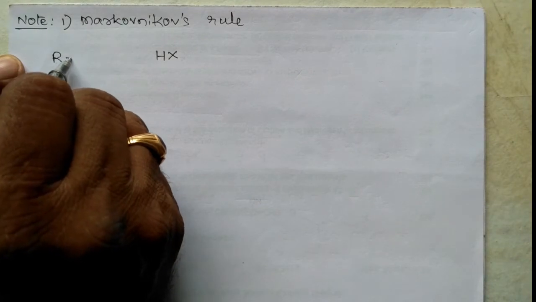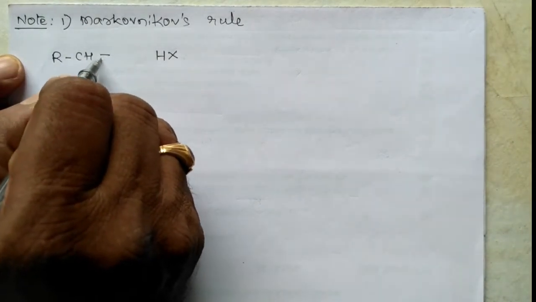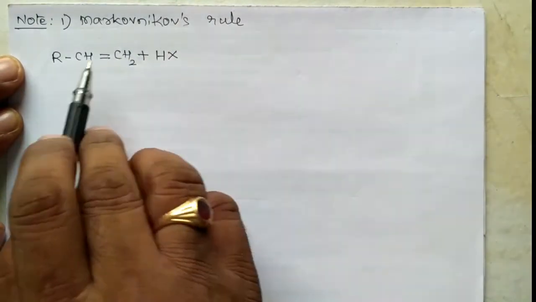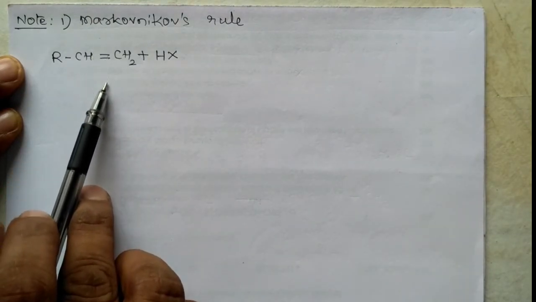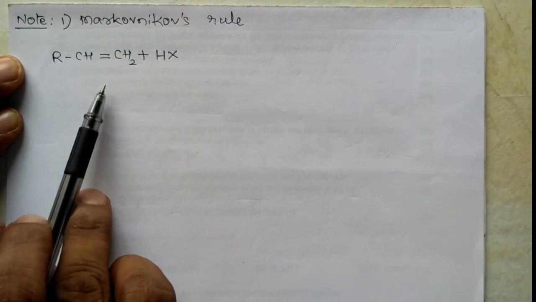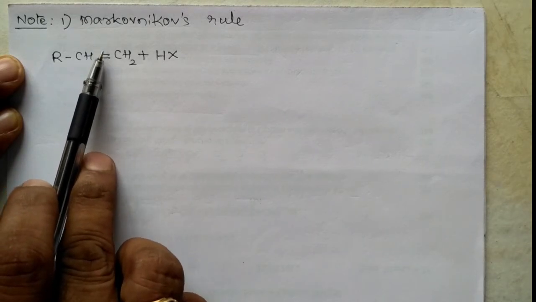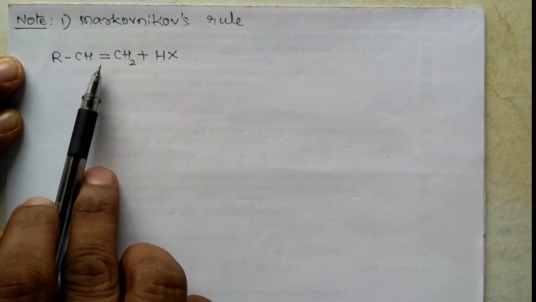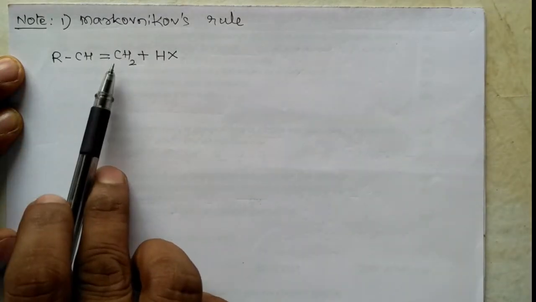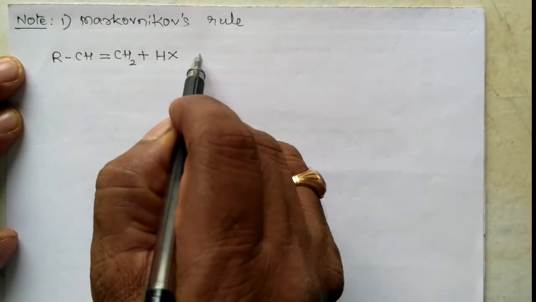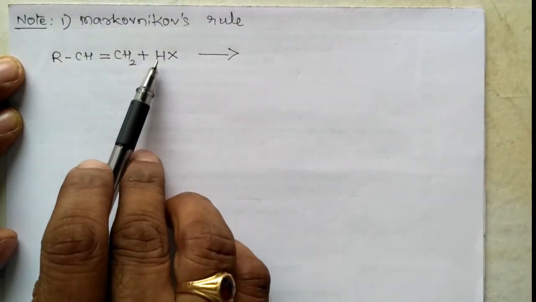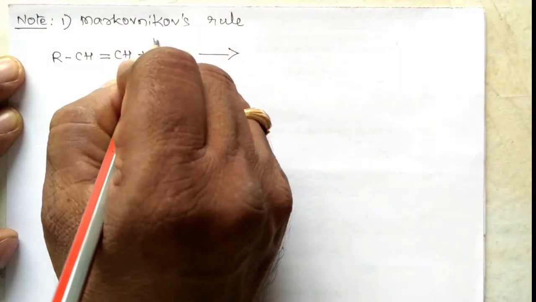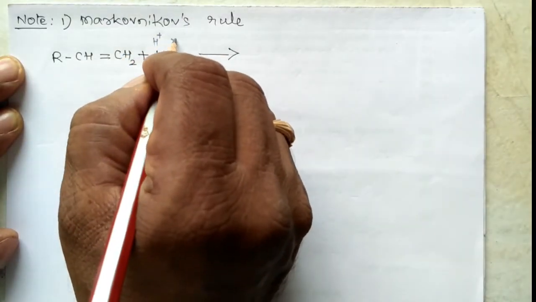Let me write RCH double bond CH2. An unsymmetrical molecule adds to an unsymmetrical alkene. Alkenes are characterized by the presence of a double bond. If you draw a line across this double bond, you are going to get different fragments, different pieces. So this is unsymmetrical. Here H is plus; if it dissociates, you are going to get H plus and X minus.